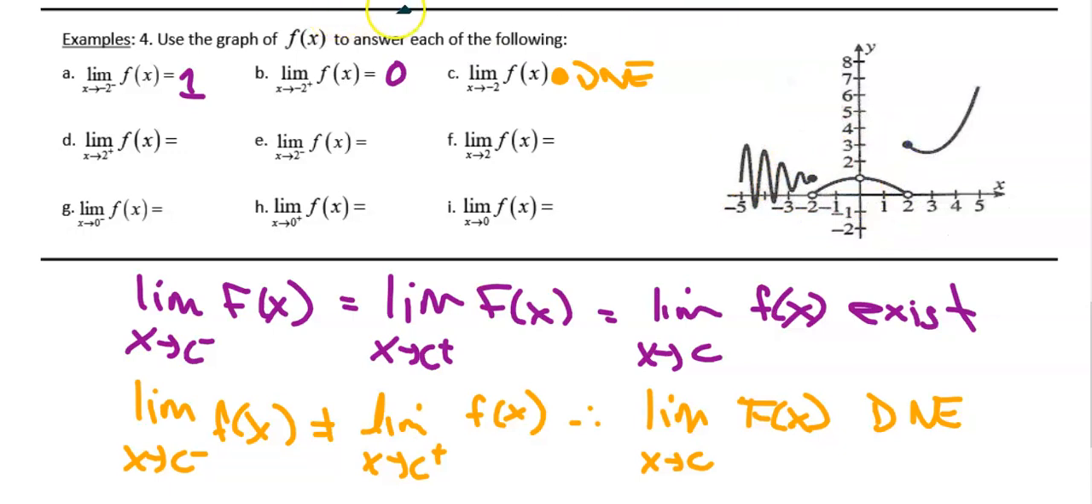So again, I encourage you to go ahead and pause this example and see if you can do D through I pretty quickly, and I'm sure you can, and we're going to come back and do them together. All right, so let's look at D, E, and F.